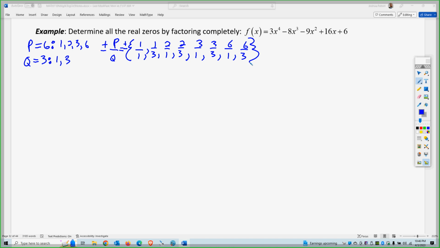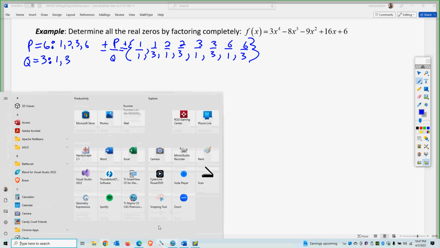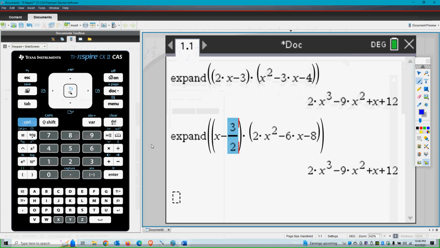Okay, so you want to be able to pick out something from the list a little bit easier. So one method you could do is use the calculator to estimate where the answers might fall. So we'll take this here and we'll make a graph.